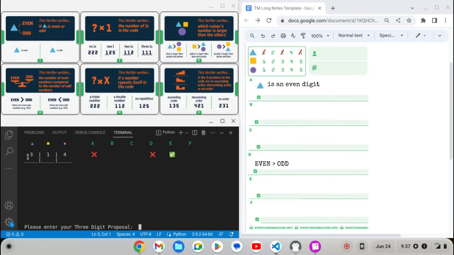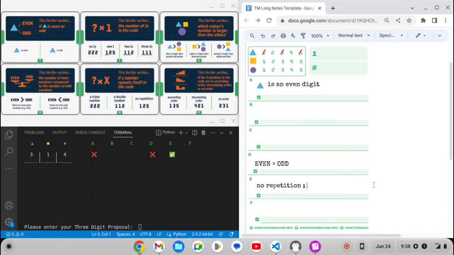Notice that in 314, there are no repetitions. They're all unique. So that's what the Turing machine is confirming, that the final solution has no repetitions. So let's go ahead and type that up in section E. So there are no repetitions.